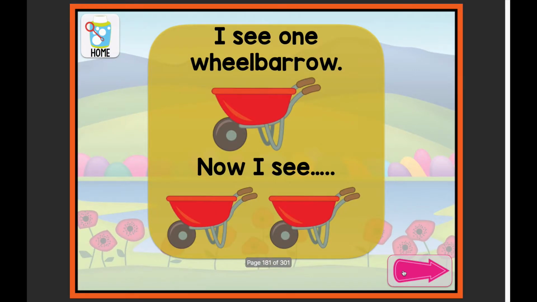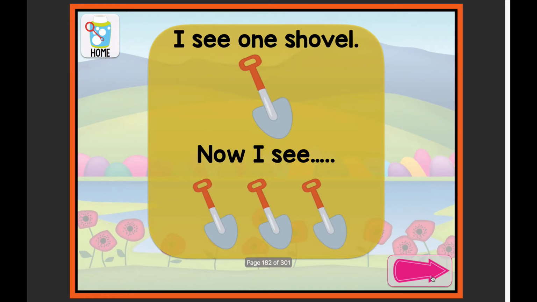There are going to be 2 sections here. So there's the top and the bottom. On the top, it's going to show the student one of something, and then on the bottom it's going to have a number of the same item so they can practice using it in the plural sense. So I see 1 wheelbarrow, now I see 2 wheelbarrows. I see 1 shovel, now I see 3 shovels.